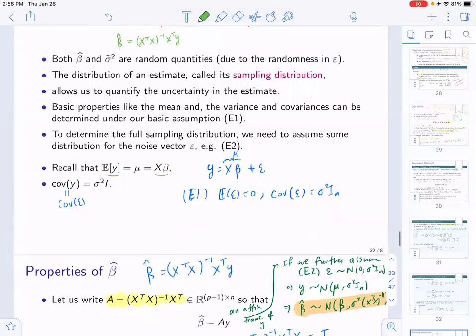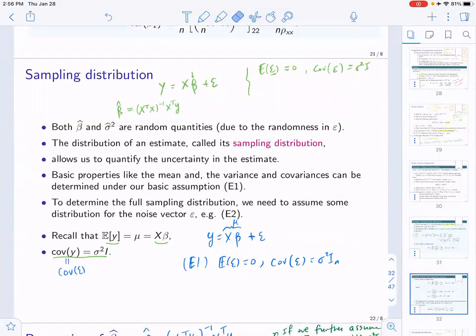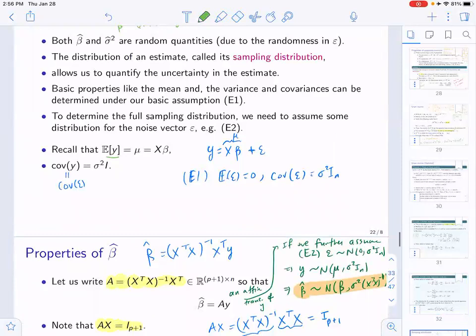And this leads to the fact that the covariance of y is sigma squared I identity. Okay, so these are the two pieces of information that we start with. And this x beta we're going to call mu, which is the true mean vector, not to be confused with mu hat, which is the vector of fitted values.